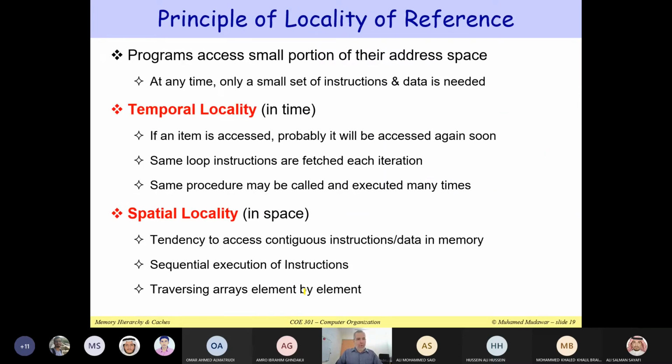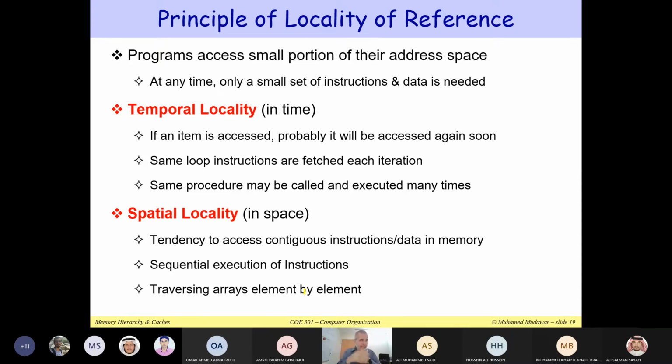Right. So there is an important principle which is called locality of reference. It means that programs access only a small portion of their address space. You don't really have to have the entire program inside the CPU to start executing the program. You only need a small subset of the instructions and data inside the CPU. So if we can place this subset of instructions inside the cache memories inside the CPU, then the CPU can run very fast. The CPU does not require all the instructions to be inside the caches, only a subset of them. The same thing for the data.